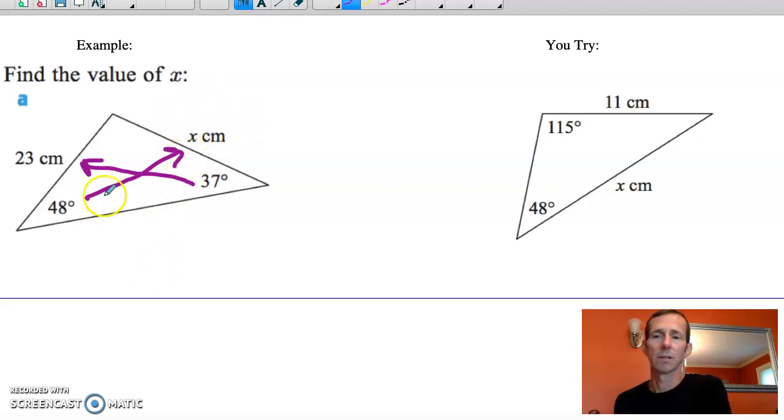We're not solving the entire triangle, which just means find every missing angle inside. So we're going to set up our ratio. We've got the side we know, which is 23.